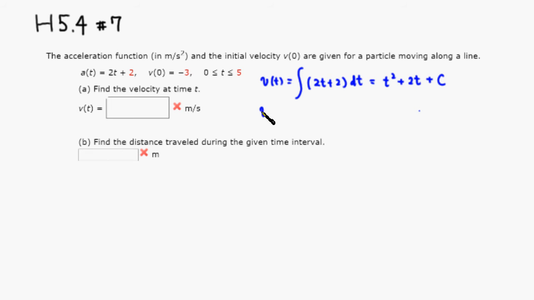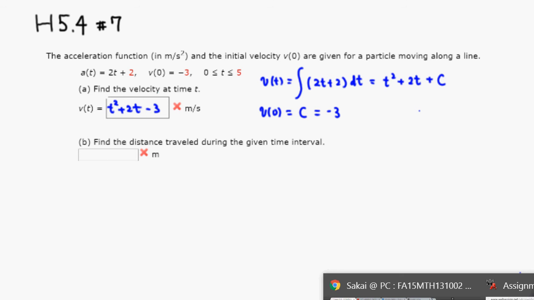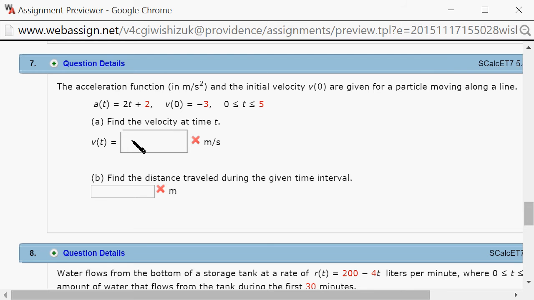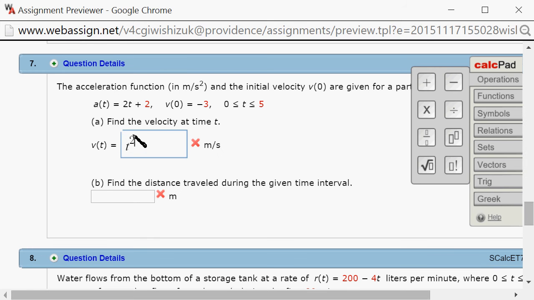Since v of 0 is given to be negative 3, if you plug in 0, you're just going to get c, which means that c has to be equal to negative 3. Therefore, we have v of t is t squared plus 2t minus 3. So let's type that in. t squared plus 2t minus 3.